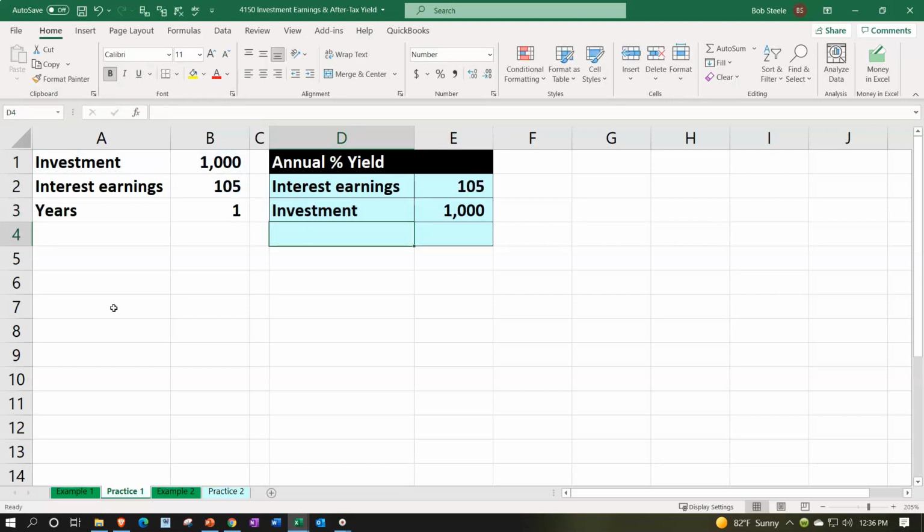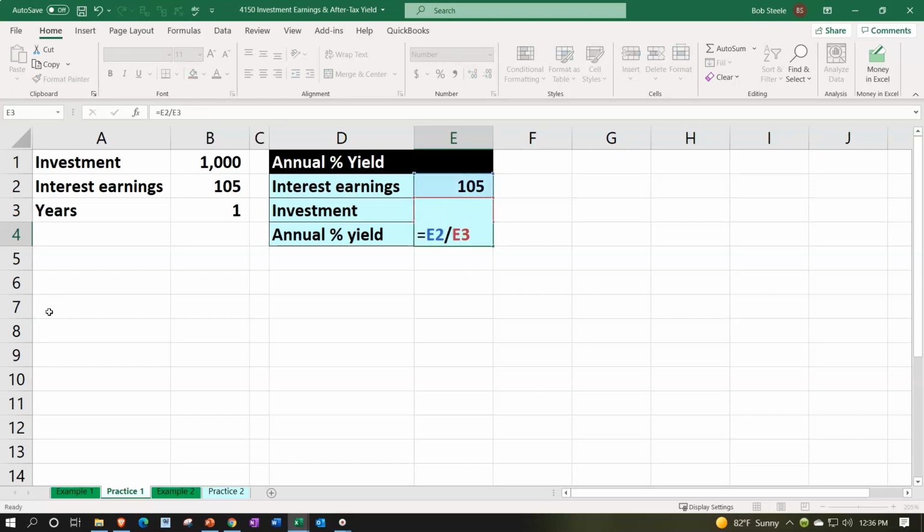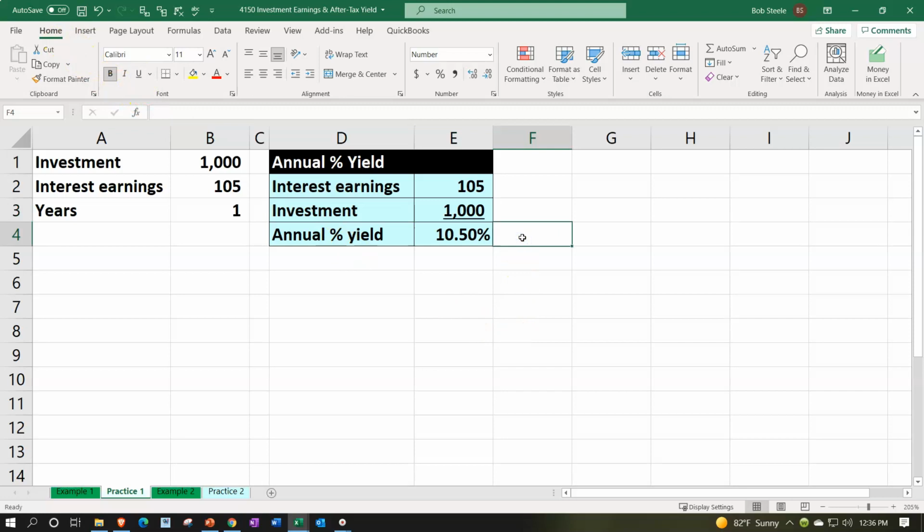And then we're just simply going to say that's going to be our rate of return, which we'll call our annual percent yield, which is going to be equal to the 105 divided by the 1,000, making that a percent by going to the number group, percentifying it, adding a couple decimals. So we're at the 10.5. Let's put an underline under the 1,000, home tab, font group, underline. So we've got then the 10.5 on the return.